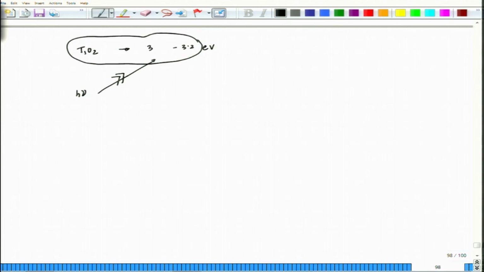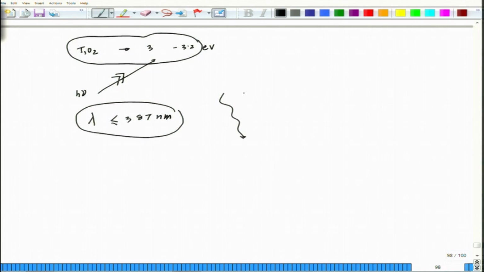Okay. In the case of anatase TiO2, the band gap is 3.2 electron volt. Therefore, UV light of wavelength around 387 nanometer is required, because this has more energy than 3.2. The absorption of the photon excites an electron to the conduction band. Okay. The absorption of the photon.